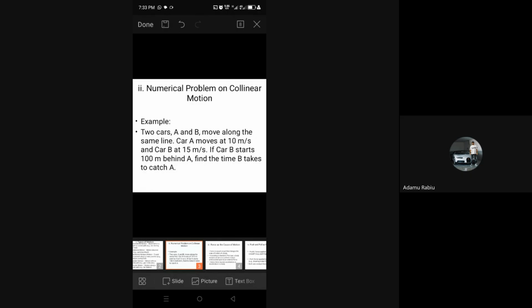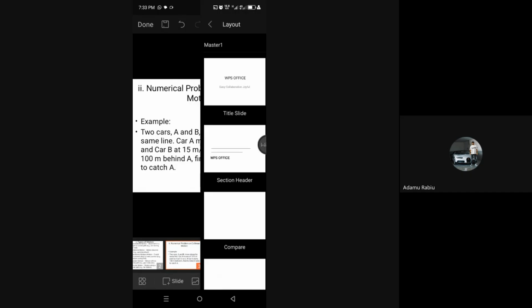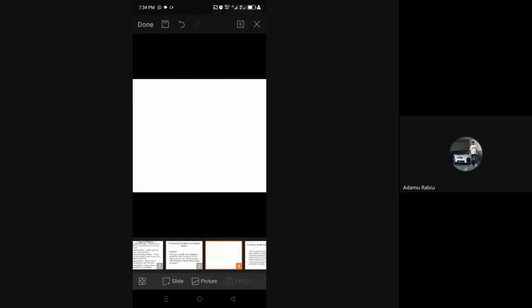Look at the question very well. It's a bit logical. Car A moves at 10 meters per second. So it means car A is slower than car B because car B is moving at 15 meters per second. But car B starts 100 meters behind car A. Find the time car B takes to catch A. So let's see it together now.